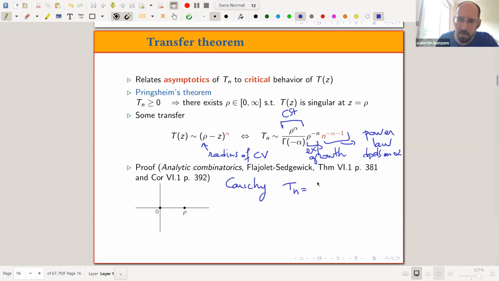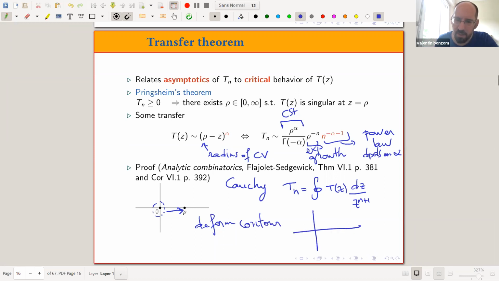that T_n is a contour integral around 0 of T(z) dz over z^(n+1). So you have a contour around 0 like this. And what you will do is that because T(z) is analytic everywhere except rho, in fact, you can deform the contour.